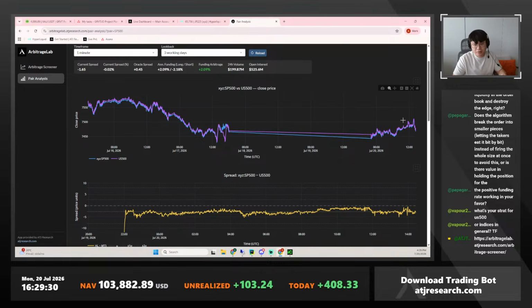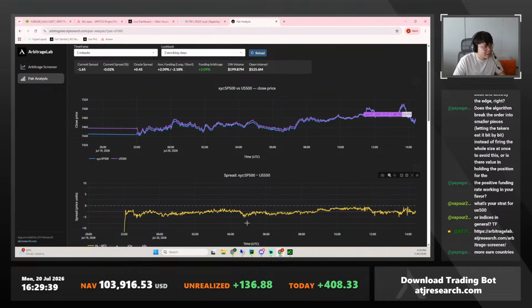So all strats are the same. It's not just for indices. It can be applied to Forex, commodities, and crypto. So it's always the same. Just look for these pricing discrepancies and buy when the discrepancy is high and exit when the discrepancy is low.